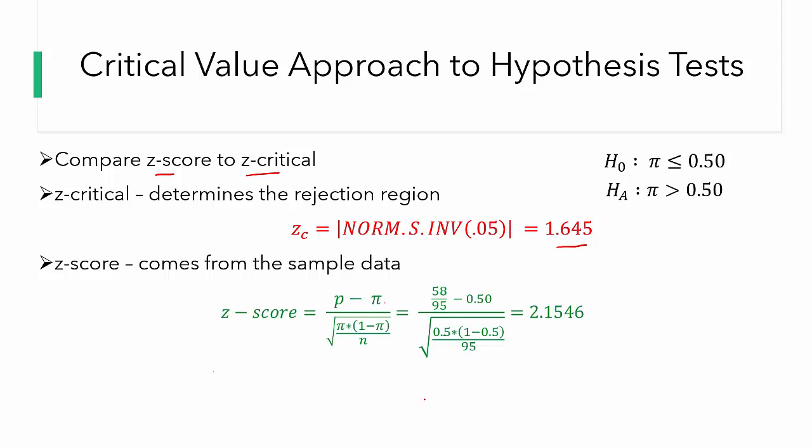So the z-score formula is calculated like this. We take our sample proportion, subtract out our hypothesized true proportion, and divide that by the standard error. Again, using that hypothesized true proportion in each of these spots here. So the square root of pi times 1 minus pi over n. In our example, that's 58 divided by 95 minus 0.5. Divide by the square root of 0.5 times 1 minus 0.5, divided by 95. That comes out to be 2.1546 standard deviations.